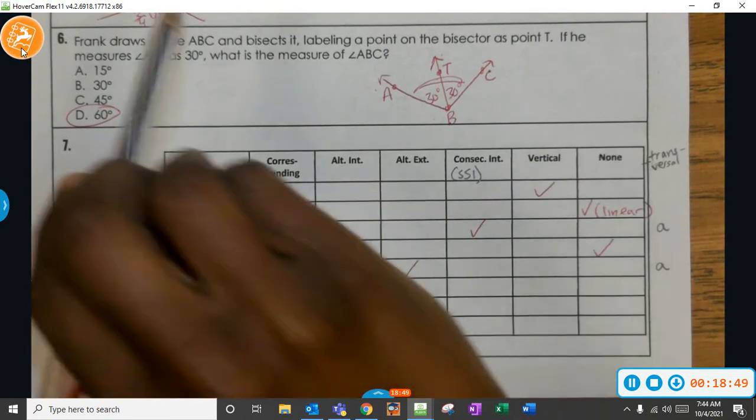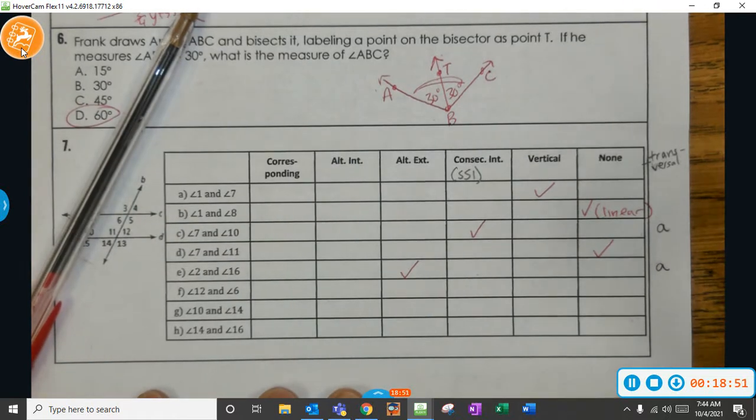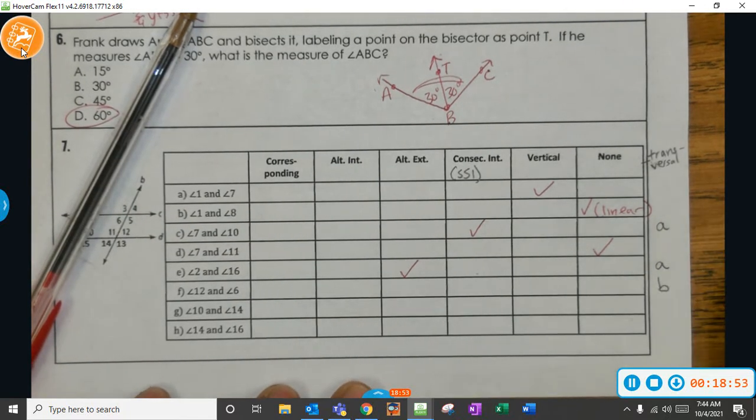Okay, 12 and 6 are both on B, so B is my transversal. You can pause this and try the last 3 to make sure you got it. We are doing 12 and 6. So 12 and 6 are interior. They're inside of C and D. And one's on the left and one's on the right, so alternate interior.